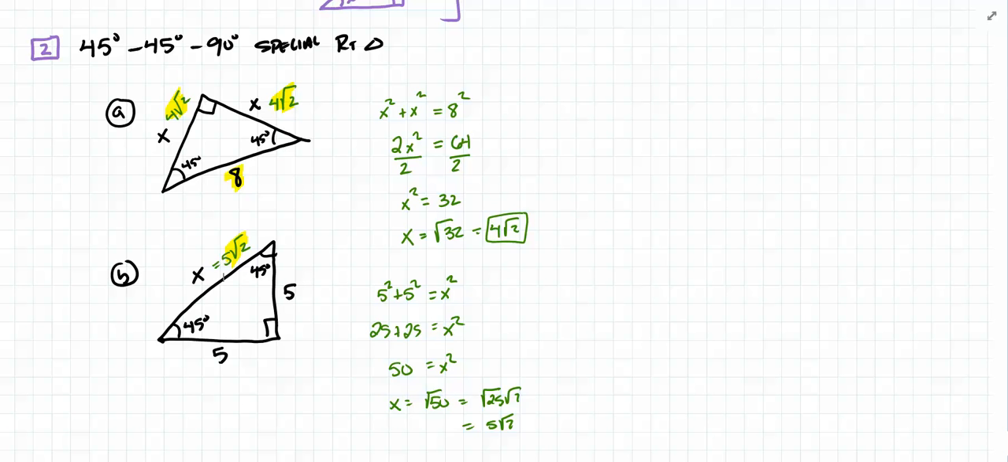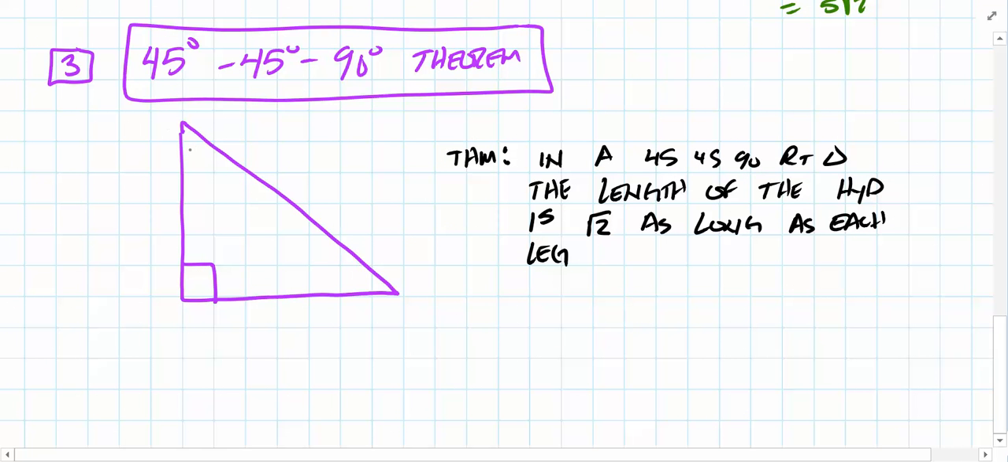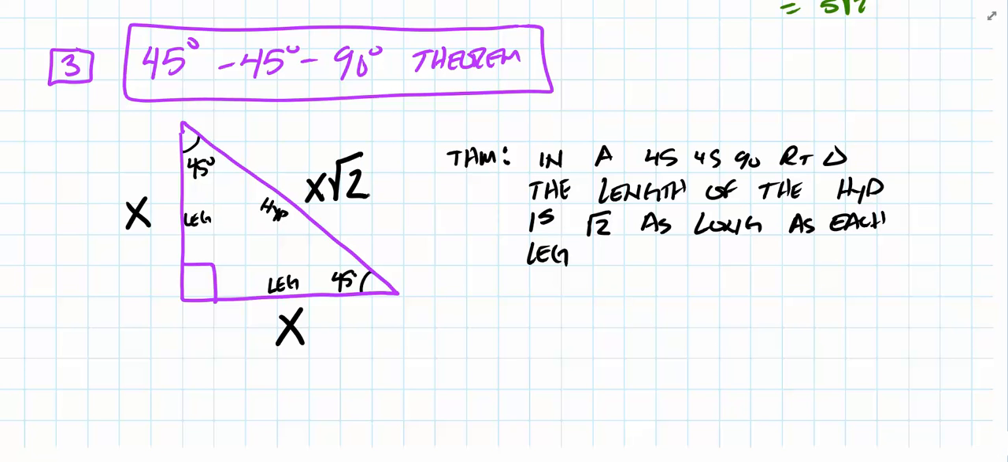Here's my triangle. We know that this is 45 degrees, and this is 45 degrees. Then this side has to be a leg, this side has to be a leg, and this side has to be a hypotenuse, right? Because the hypotenuse is across from the right angle. Here's what the theorem says. If each leg is x, then the hypotenuse is x rad 2. That's the relationship that you need to know. If each leg is x, then the hypotenuse is rad 2 times x.